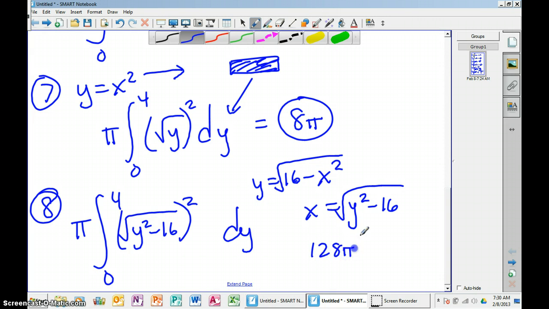This is going to be 128 pi over 3 as an answer. Let's go to another page. How do we do a new page? I don't remember. There's an easy way right there.